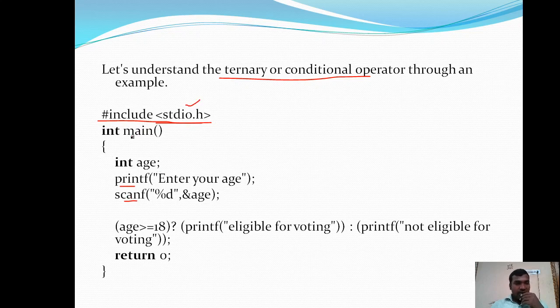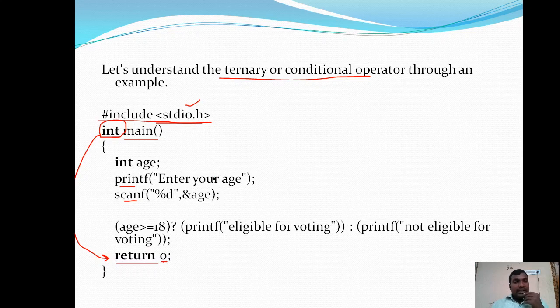Now I am writing the main function. The return type of the main function is an integer. So if it is an integer, then at last we must return something. Either we return some value, or in the worst case we must return 0. So I have included return 0.